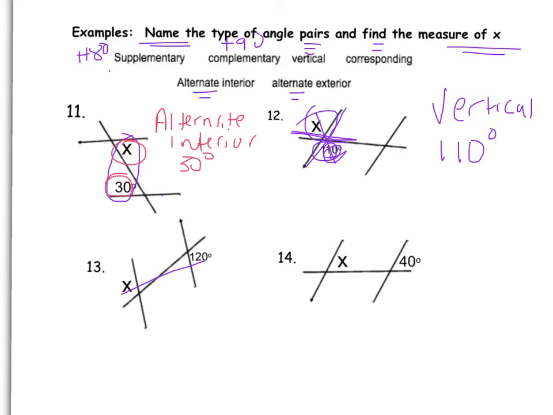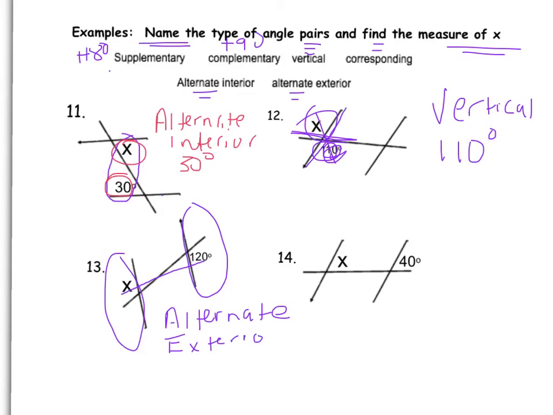Here, they're on the outside. Both are on the outside, so that should give you the clue that they're alternate exterior. Because they are on the outside, they're exterior, and because they're on opposite sides of the transversal, they're alternate. So alternate exterior. And alternate exterior angles are congruent. So if this one is 120, this one is 120 degrees as well.